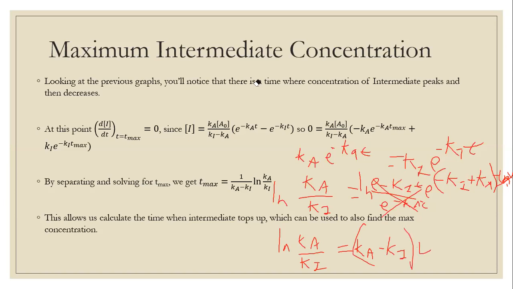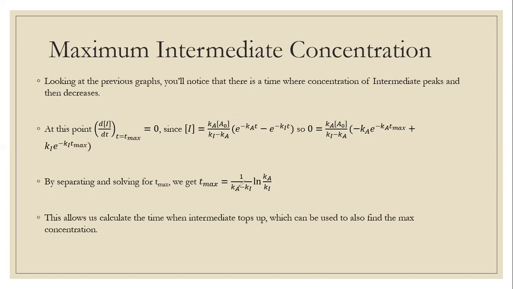And then, of course, you divide both sides by Ka minus Ki to get this. So we can know t max just in terms of the ratio between those two constants. We find what time we will get to max out our concentration of I.